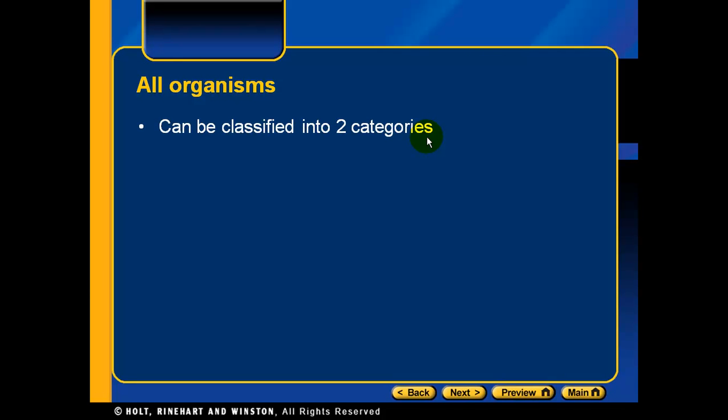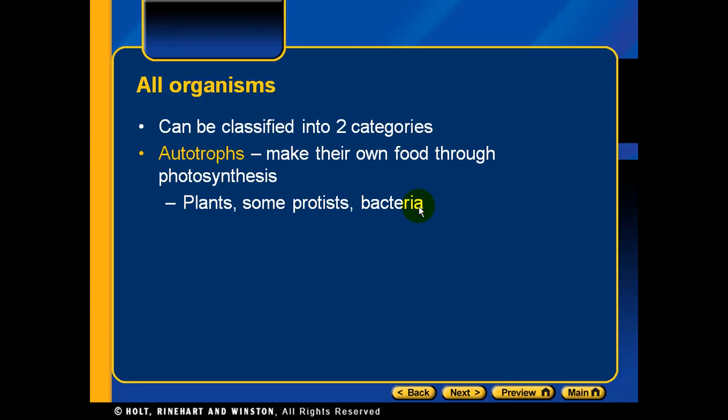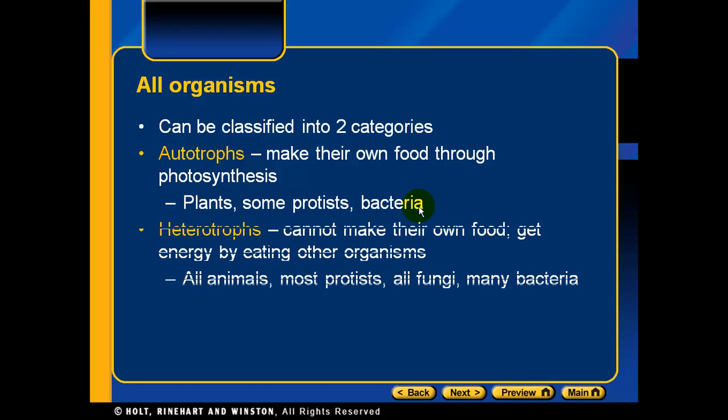Okay, so let's talk about organisms. All organisms can be classified into two categories. This is stuff you probably learned back in middle school. Autotrophs make their own food through photosynthesis. These are plants, some protists, and some bacteria. The other group is a heterotroph. These cannot make their own food through photosynthesis. They get their energy by eating other organisms. These are all animals, most protists, all fungi, and many different types of bacteria.